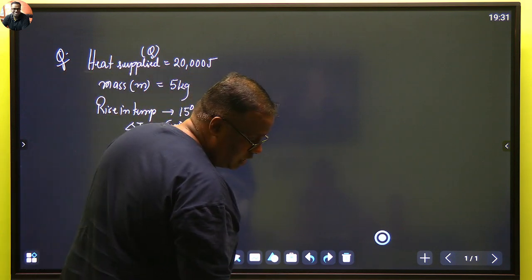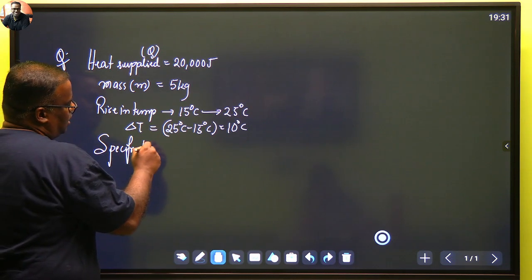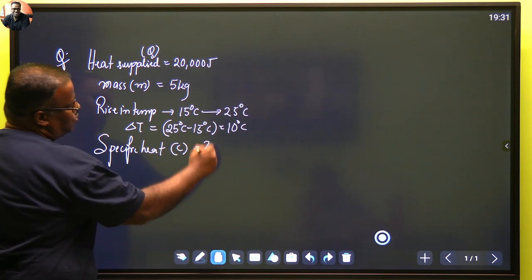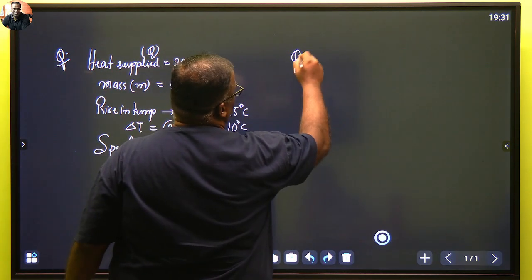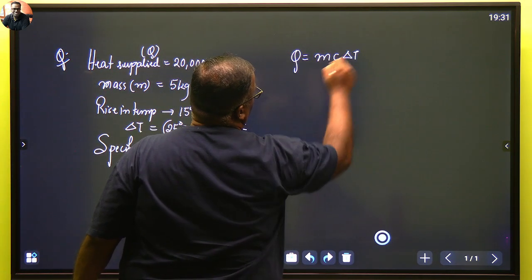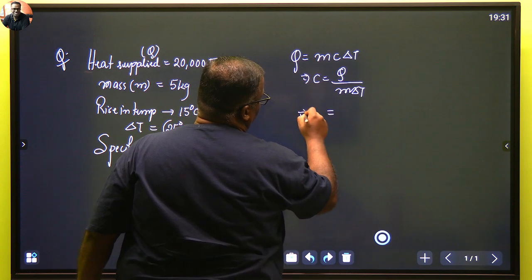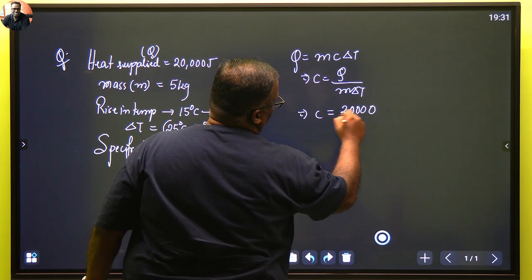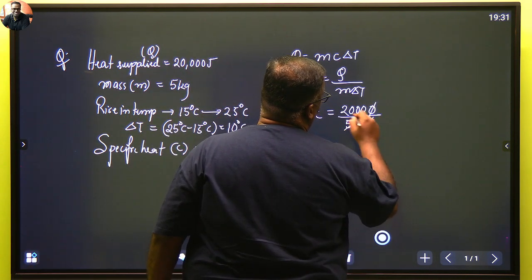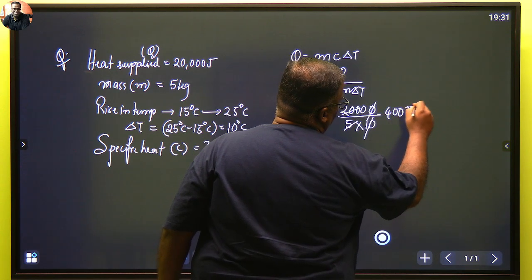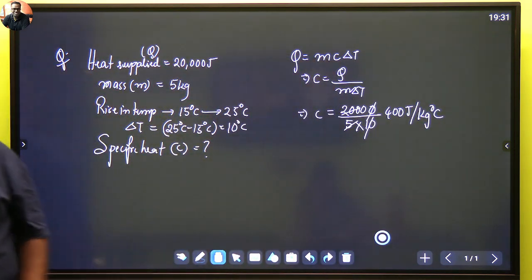It says, calculate the specific heat. Specific heat is denoted as C, which we don't know. So use our expression. Since I have written everything out here, there is no issue. Q is equal to MC delta T, which tells me that C is equal to Q over M delta T. Q is given as 20,000 divided by 5 kg multiplied by 10. So this 0 is gone, 5 4s are 20, 0 0. So it's 4,000 joules per kg degree centigrade, the specific heat of the substance.